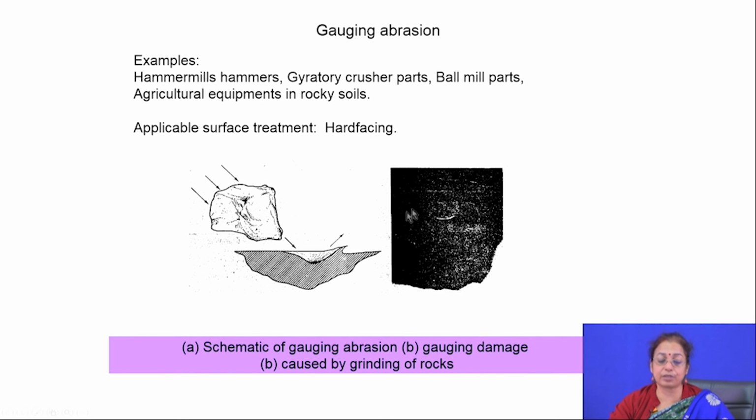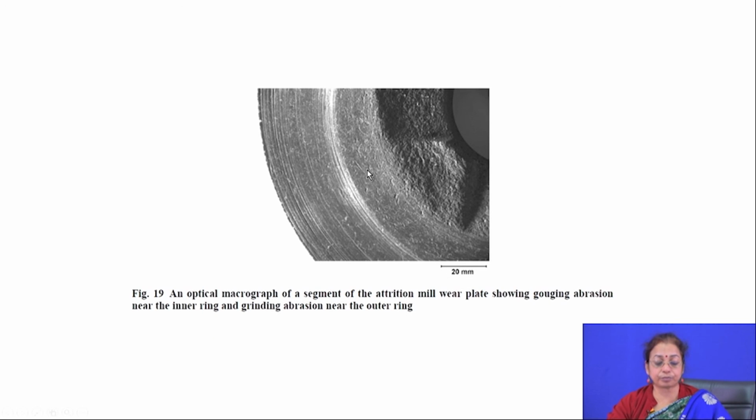If you see the surface after gouging abrasion wear, you will find a lot of highly deformed zones. Along with that, there are very small scratches on the surface. In addition, there is also a lot of groove formation on the surface. You can get rid of this kind of wear by a typical hard facing operation.